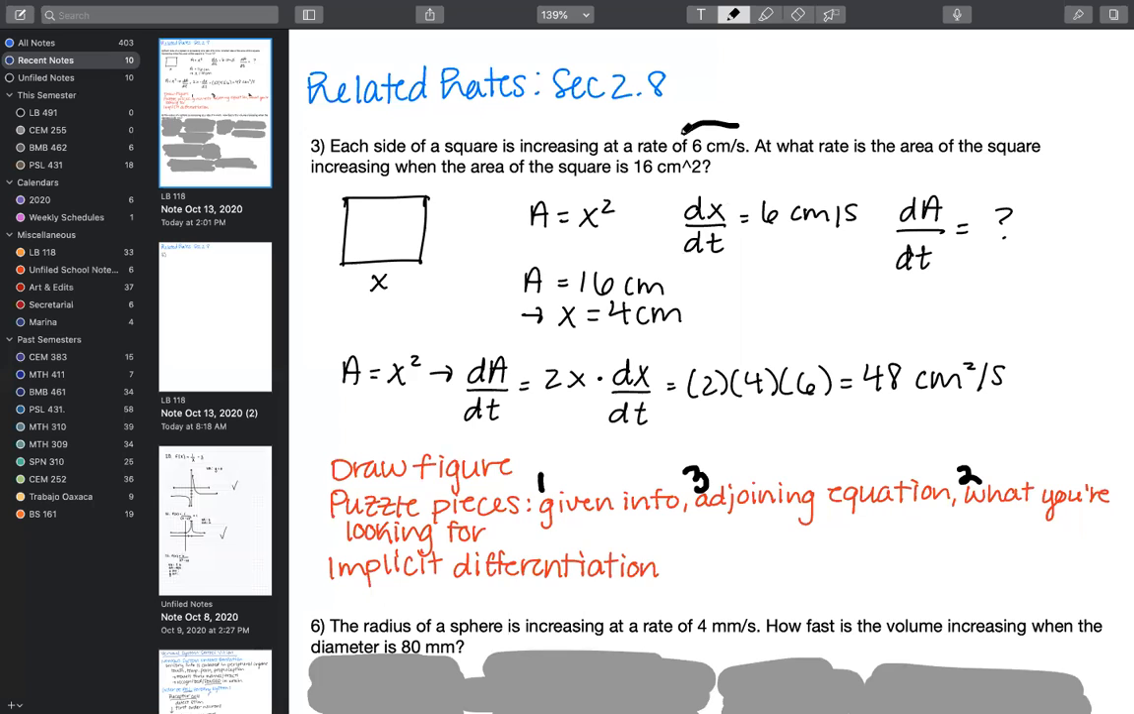So for this particular problem and for most problems, when you're given a rate like this, the units should match up with your variables. Does that make sense? Yeah, that definitely makes sense.